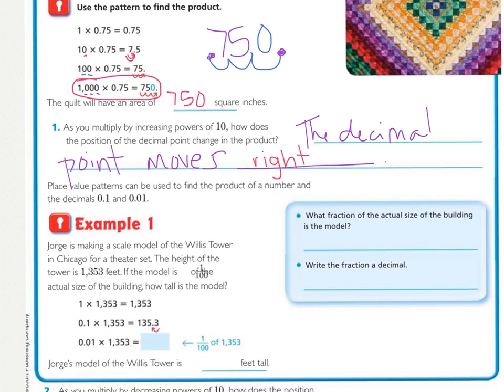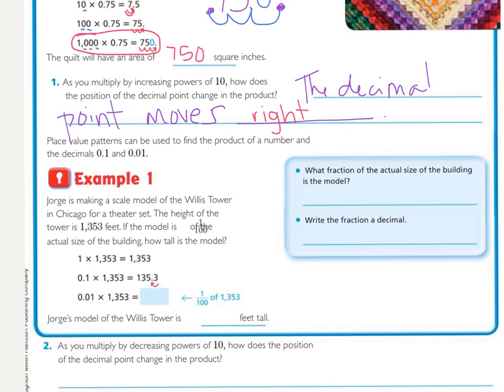Now we're going to look at example 1. So, place value patterns can be used to find the product of a number and the decimals 1/10 and 1/100th. So, our story problem. Jorge is making a scale model of the Willis Tower in Chicago for a theater set. The height of the tower is 1,353 feet. If the model is 1/100th of the actual size of the building, how tall is the model?